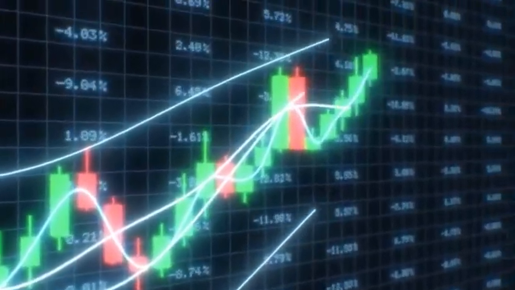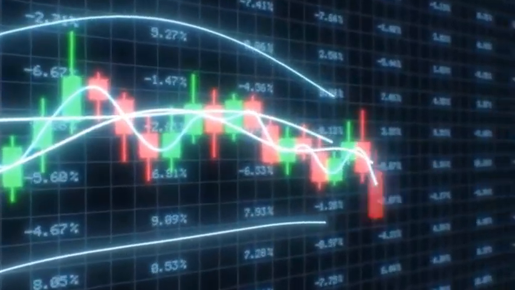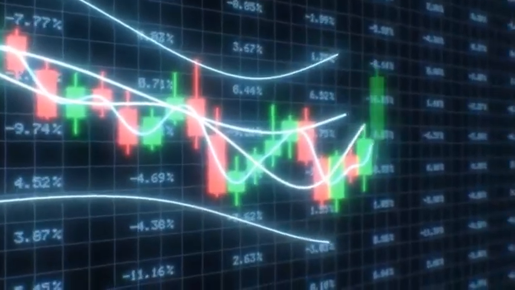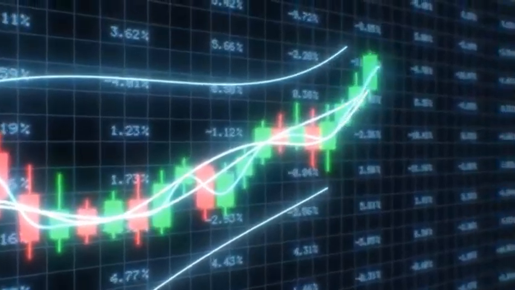Bullish divergence. When the price makes a lower low, but the oscillator makes a higher low, it suggests that selling momentum is weakening, and a reversal to the upside could be coming. Bearish divergence.